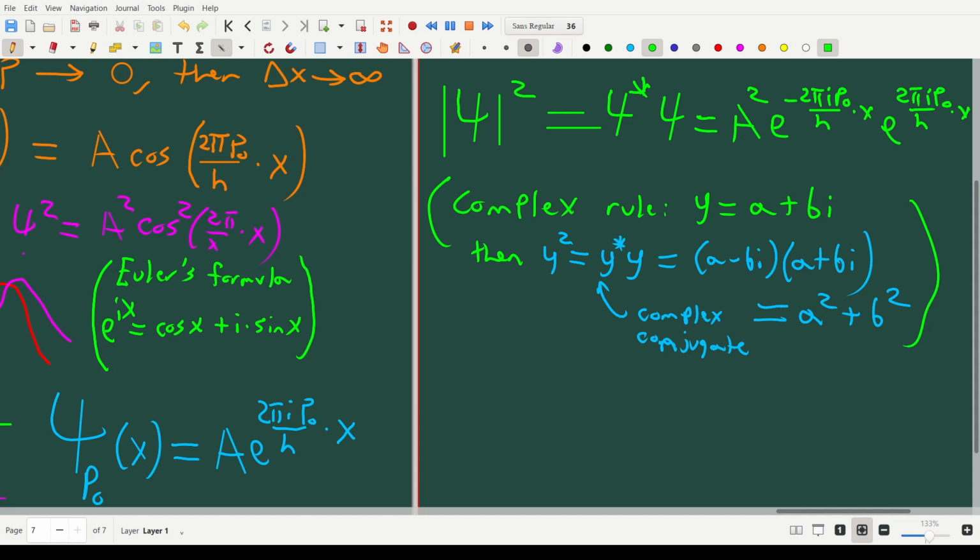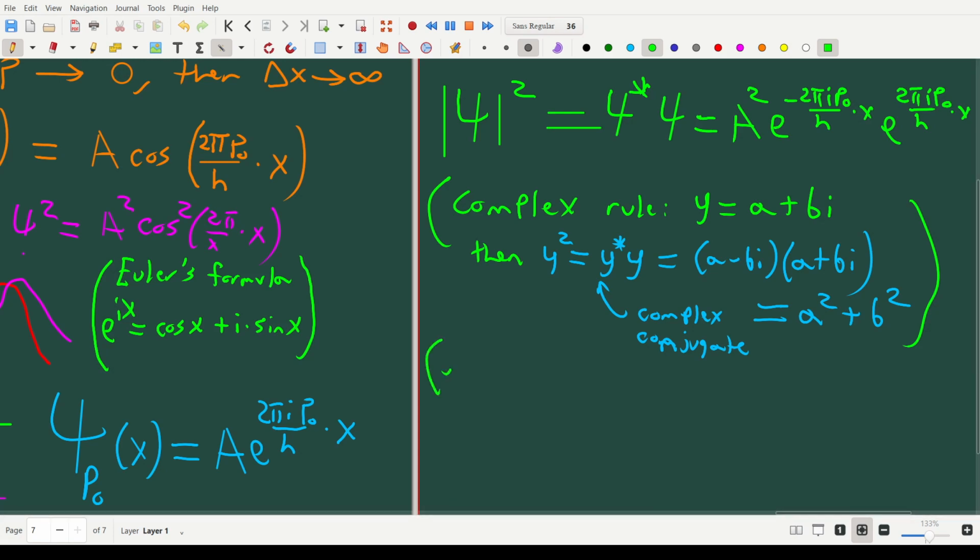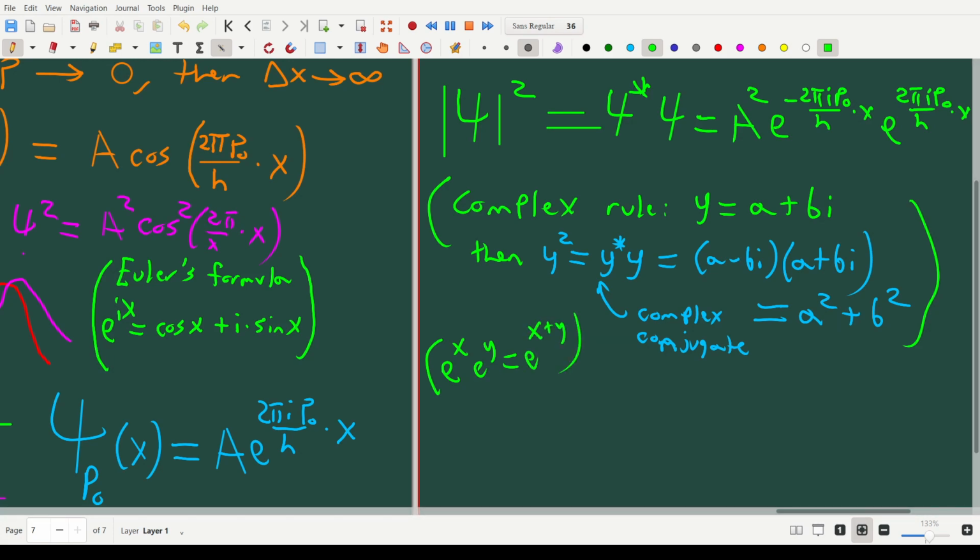Just a reminder, e to the x times e to the y is e to the x plus y. So the net exponential here is e to this minus this. So you get a 2 pi i p naught over h times x in the component minus the same thing. So you get e to the 0, which goes away. The complex part goes out. And so psi squared is just the amplitude squared. It's a number. Exactly what we want.